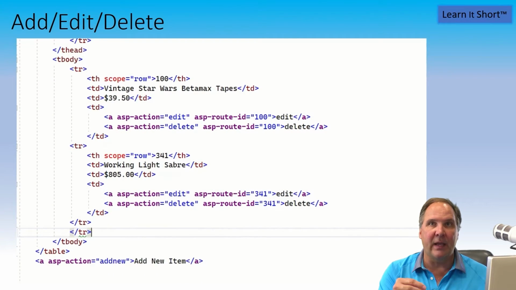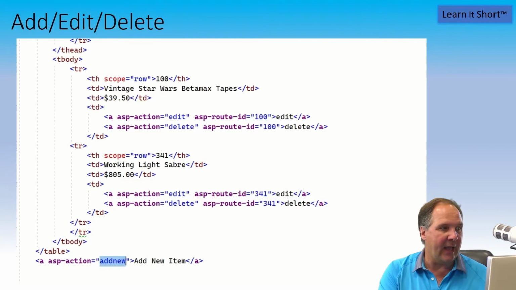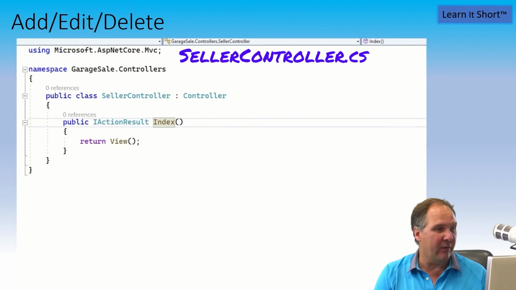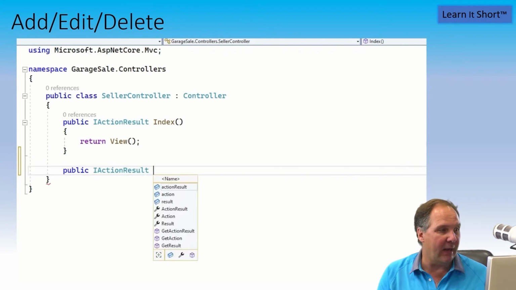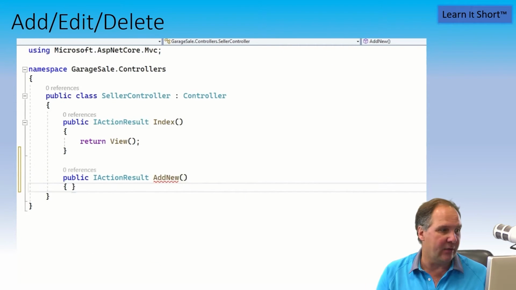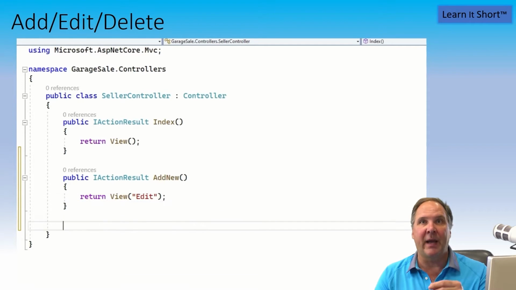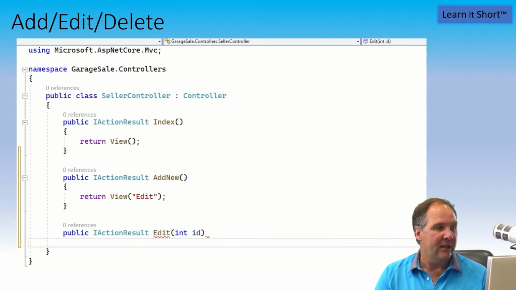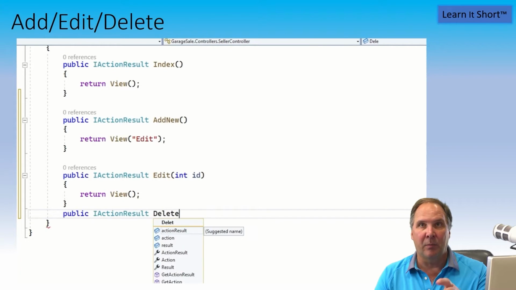Now there's 3 hyperlinks on that page: edit, delete, and add new. So let's go to our seller controller and add action methods for each one of those. Add new, no parameters because we're creating a new item. And we'll just go to the edit screen. For the edit and the delete, we need to pass in the ID of the item that's being edited or deleted. And in each case, we'll just return back to the appropriate page.